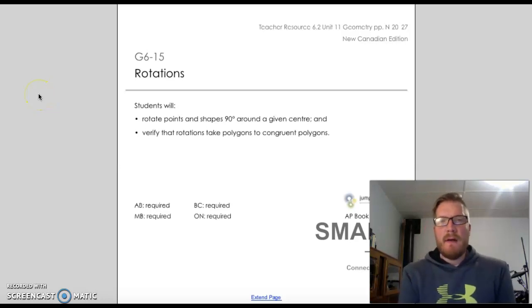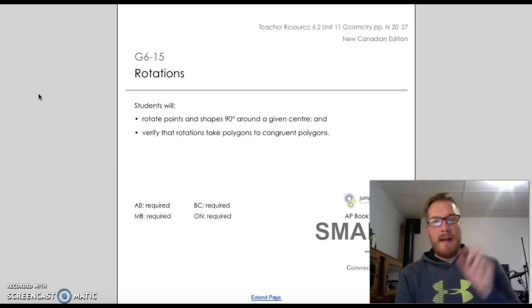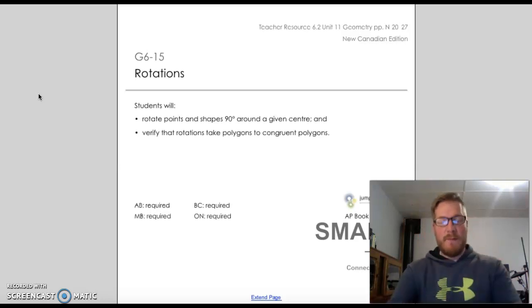It is the third of our transformations that we're looking at in this geometry unit. It is called rotations. Hopefully by the end of this lesson and the end of your practice in the workbook, you can do things like rotate points and shapes 90 degrees around a given center and verify that rotations take polygons to congruent polygons. So notice that we're only focusing on 90-degree rotations. The next lesson in the workbook focuses on other ones like 180, 270, that kind of stuff. But for today, we're just focusing on 90 degrees.